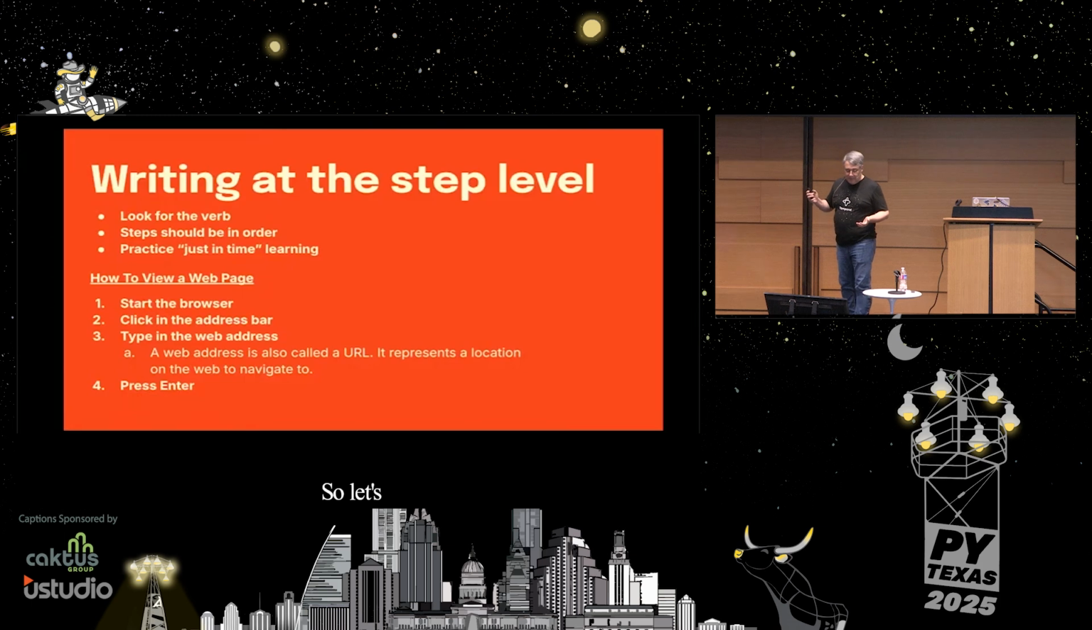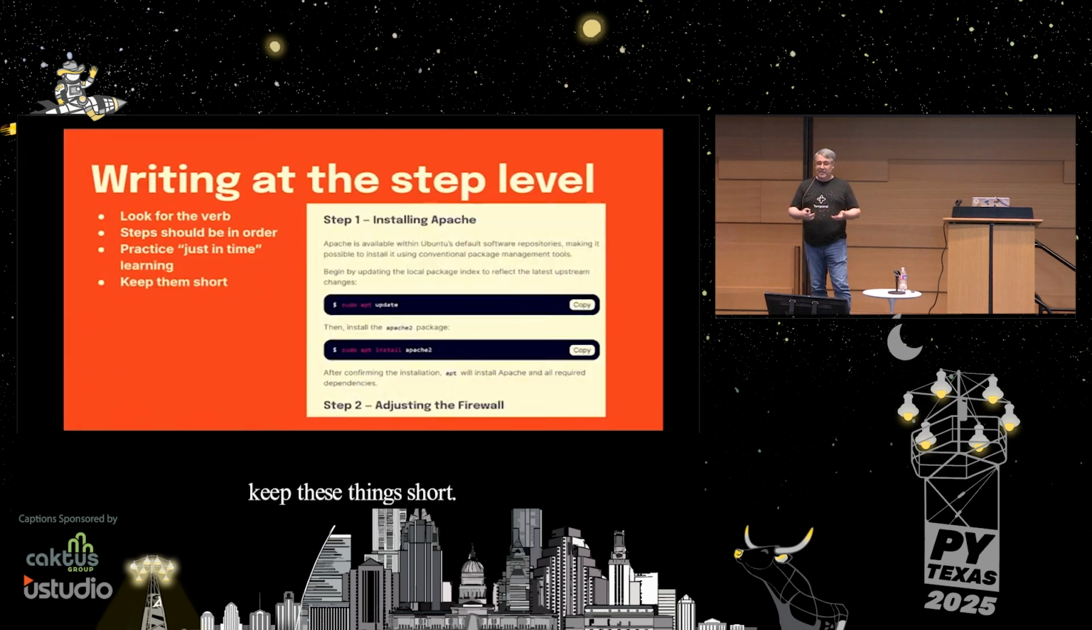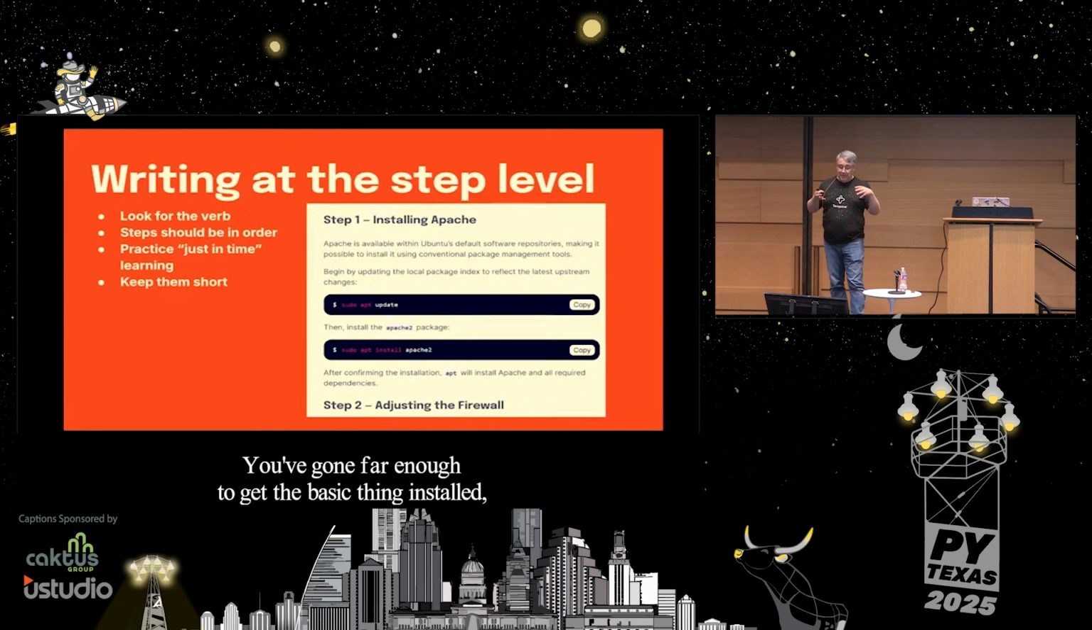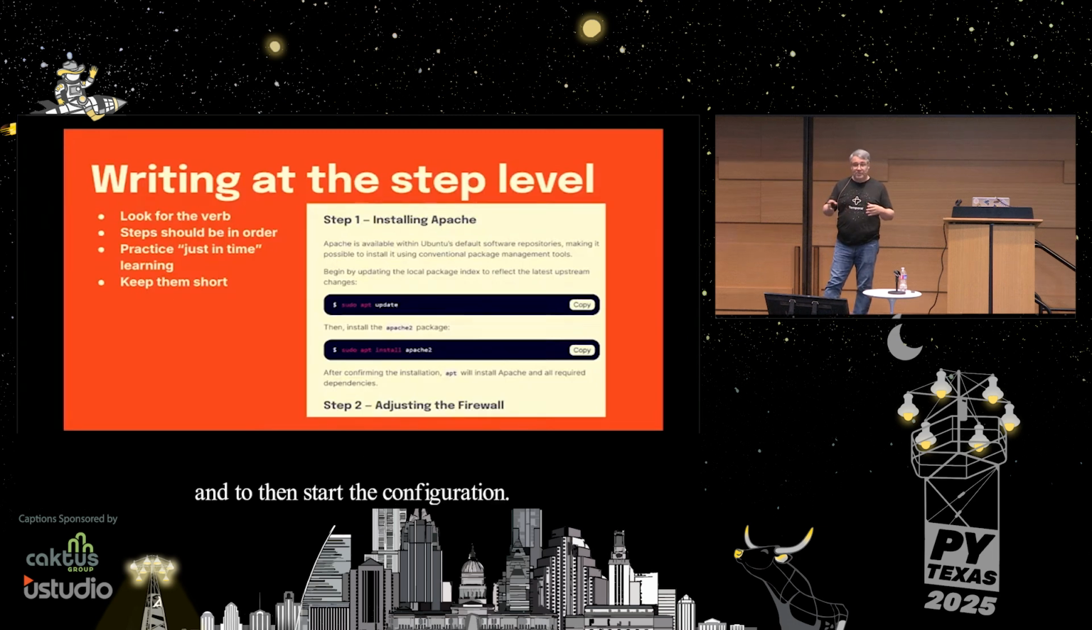So, keep these things short. I'm going to cheat here and go back to the Apache tutorial. Notice that we fit a step on this slide. That's because each step consists of one major chunk of action. You've gone far enough to get the basic thing installed and to then start the configuration.